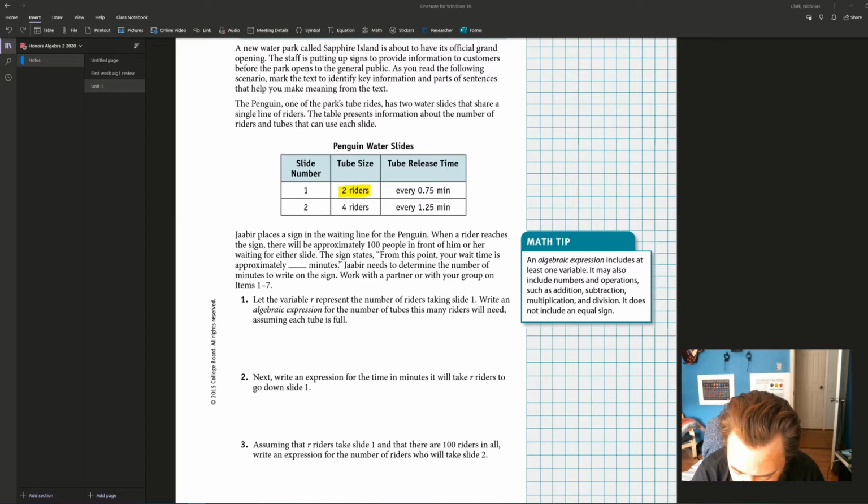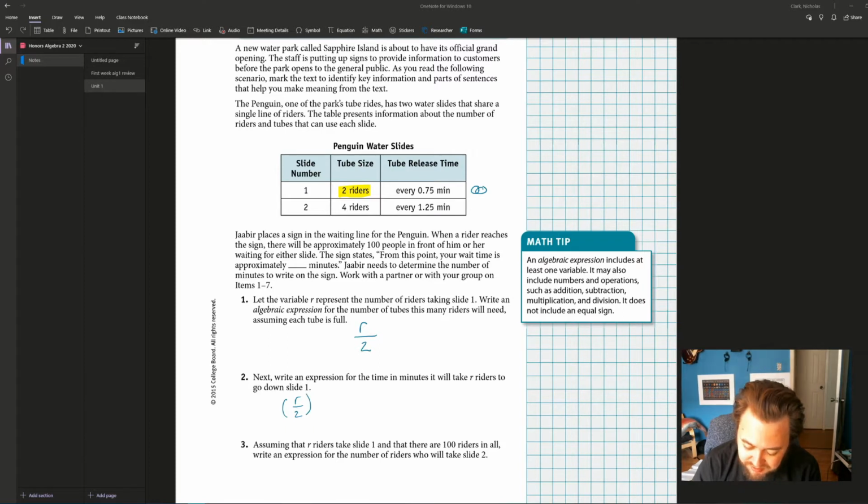My guess is maybe it looks like that, but prettier. Simply, the number of riders would be r divided by 2, because 2 people can fit inside this tube, right? So it says next, write an expression for the time in minutes it will take r riders to go down slide 1. So we're going to keep our expression for the number of riders taking it, which was r divided by 2. Now we need more information.